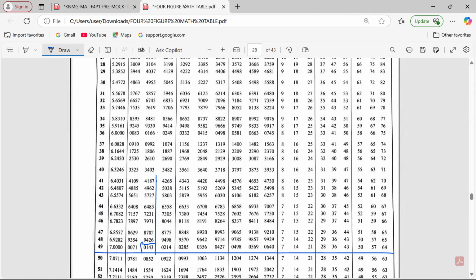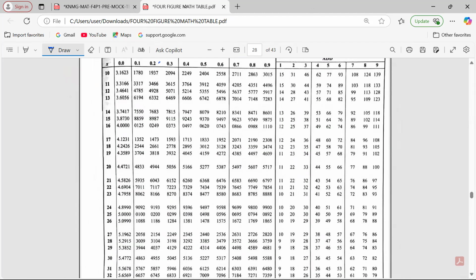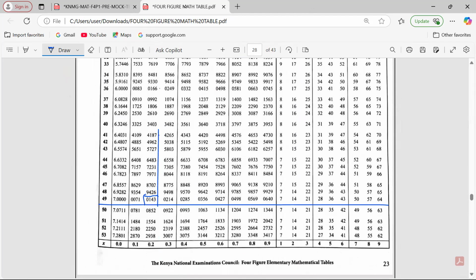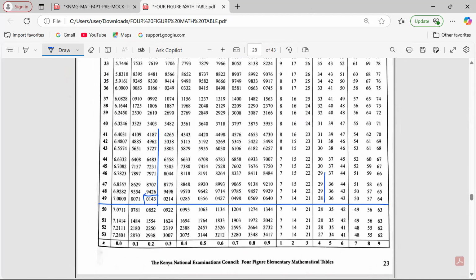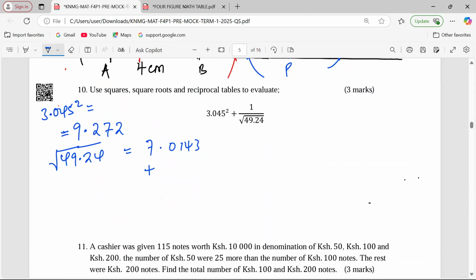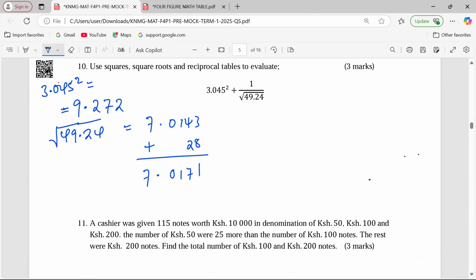It was 4. Now we go to the column that has 4, which is 1. There is a 28 there. So we add 28, and 28 should be brought at the end here. So this is 1, carry 1, 710, 7.0171. That is after squaring.